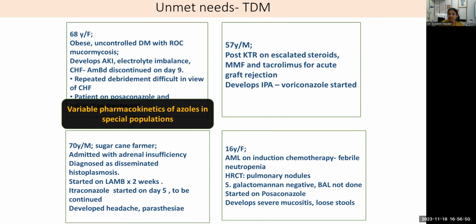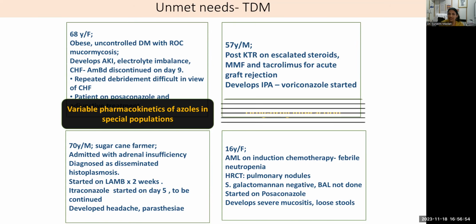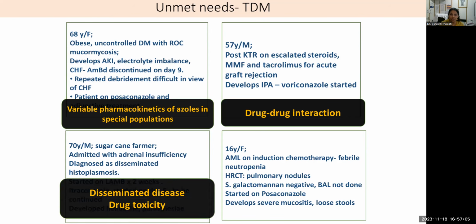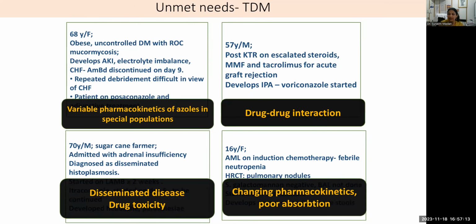Similarly, if you have a patient with aspergillosis where immunosuppressants are going on, there you have a lot of drug-drug interactions. Again, you may need TDMs. And then you have a patient who is diagnosed with histoplasmosis and is on itraconazole. With disseminated disease and drug toxicities, we have to use TDMs. And again, patients who are on chemotherapy and very immunocompromised, where you are suspecting poor absorption.